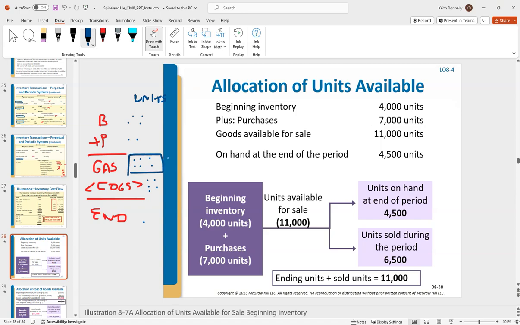Of the 6, you say some you kept and some you sold. It's sort of binary: you either kept it or you sold it. So here we have that goods available for sale of 11. We know 4.5 we kept, that's our ending inventory, and 6.5 we sold, that's our cost of goods sold.